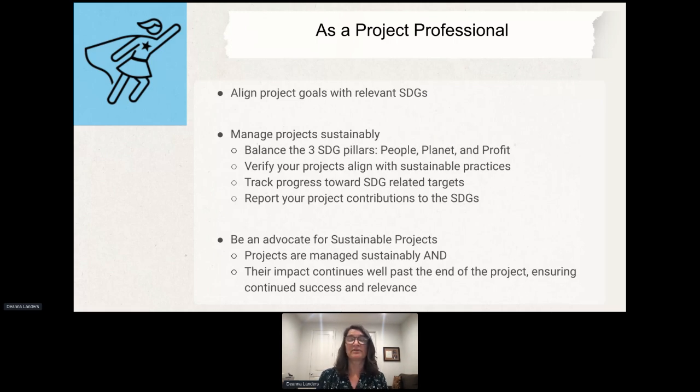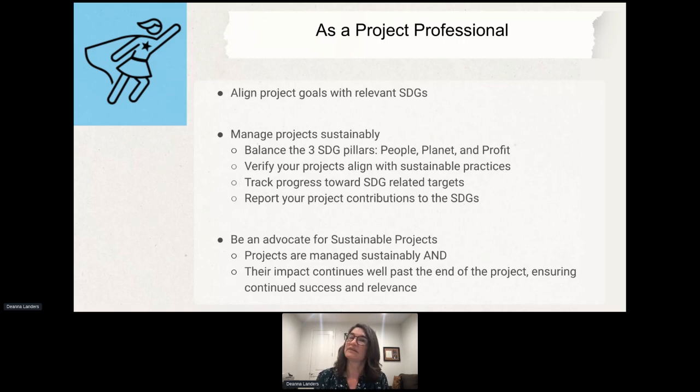And if you're within a PMO, you may have an opportunity to make it so that this impact assessment, for instance, is part of how you do things, your standard for your organization going forward. And when you share information within your organization, it might be contagious. It might really be what we need. Be an advocate for sustainable projects.